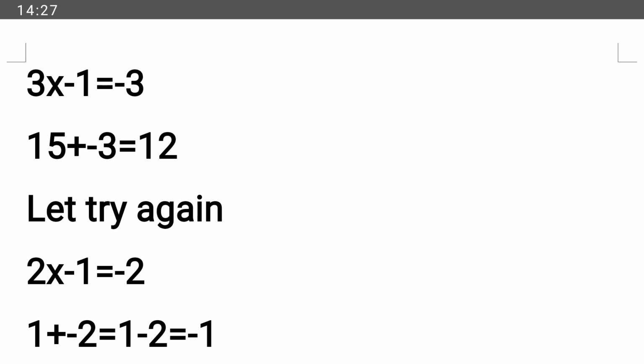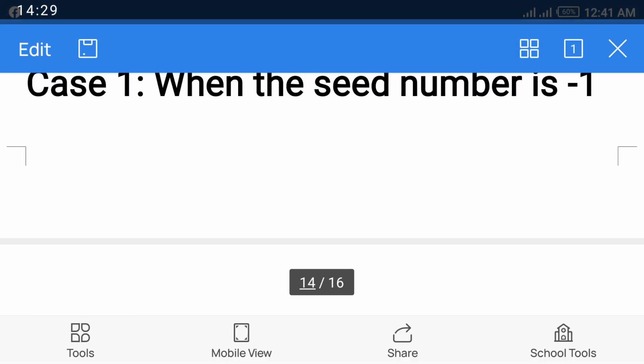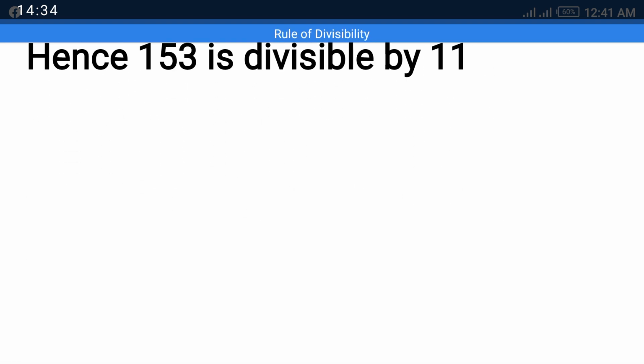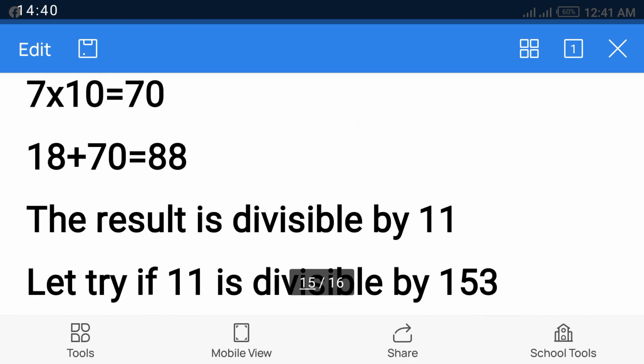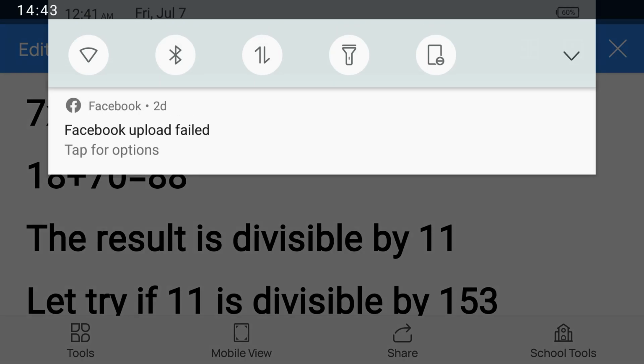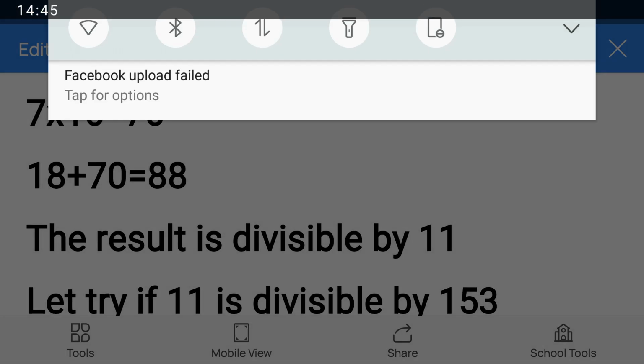So 153 is not divisible by 11. So this is all we can take on this. You can try other numbers on your own. Try 13, 17, and 19. Okay. See you in my next virtual class. Have a nice time.